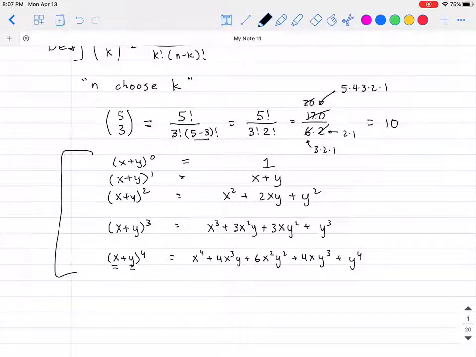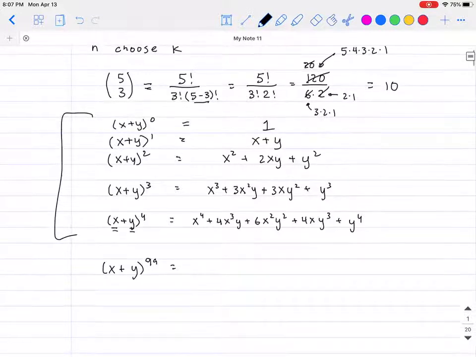Now, for example, what if I said I want to find out what x plus y raised to the 99th power is? You can obviously see that that's going to be a lot of work. There's going to be a lot of terms in between. So I'd like to find an efficient way to solve for this. Or more specifically, what if I want, say, the 50th term, the middle term of all of this? What is that going to be?